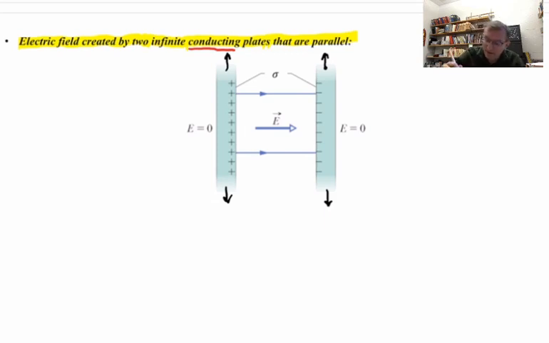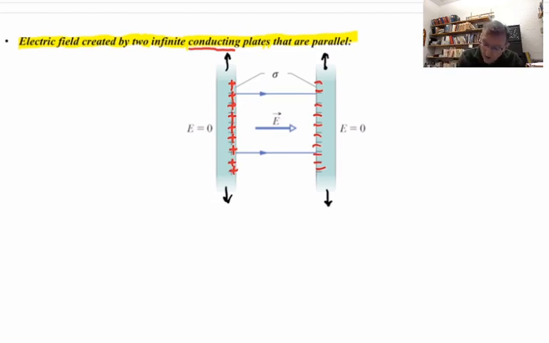And it just so happens in this picture that the left sheet was given some amount of net positive charge, and that's going to show up on its right surface. And the other sheet is given an equal amount of net negative charge, and that shows up on its left surface. Why do they show up on those sides? Because opposite charges attract, and they want to get as close as they can.